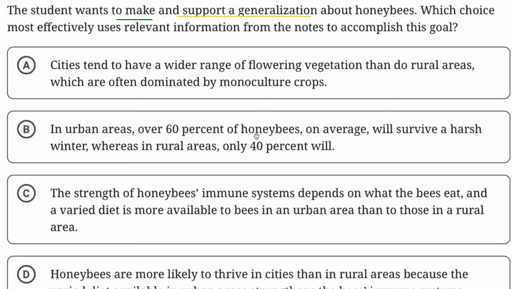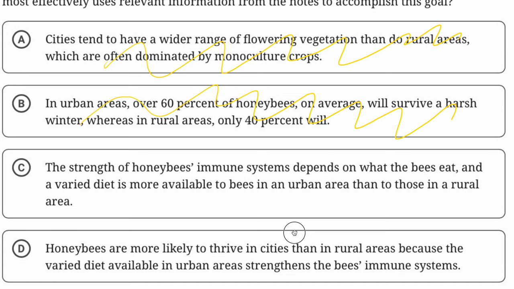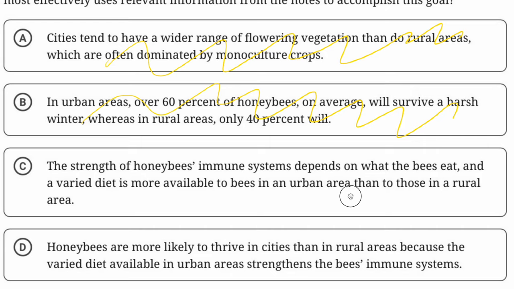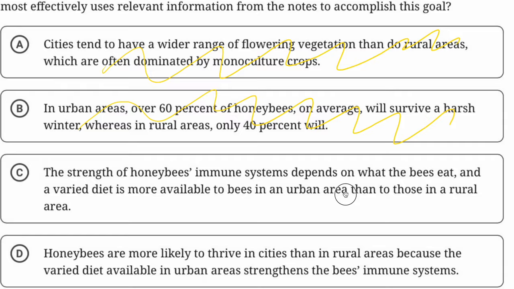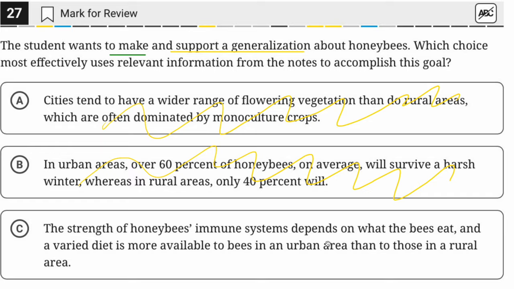So cities tend to have a wider range of... That doesn't say anything about honeybees. That makes a generalization, but it doesn't support it. The strength of their diet depends on what they eat, and a varied diet is more available to bees in an urban area than to those in a rural area. I don't think that's going to be it, so we put a question mark there.